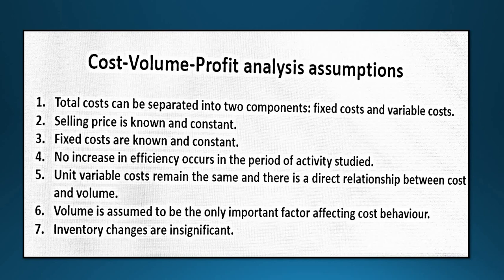Next, unit variable cost remains the same and there is a direct relationship between cost and volume. It says that there is a direct relationship between the output produced and the cost incurred to produce that output, correct? Next is volume is assumed to be the only important factor affecting the cost behavior. Output will be the main factor that will affect the cost. Next is inventory changes are insignificant. These are the assumptions we studied under cost volume profit analysis.